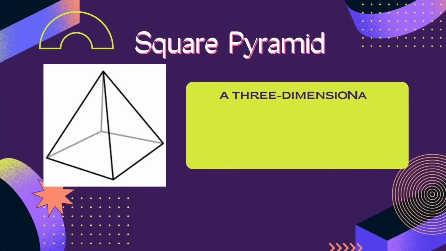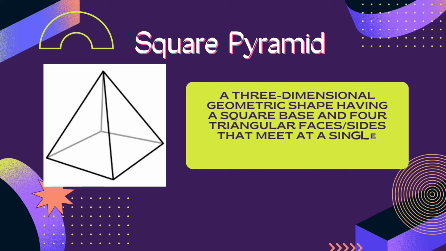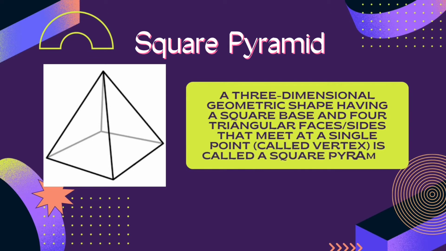Square pyramid. A three-dimensional geometric shape having a square base and 4 triangular faces or sides that meet at a single point called the vertex is called a square pyramid.